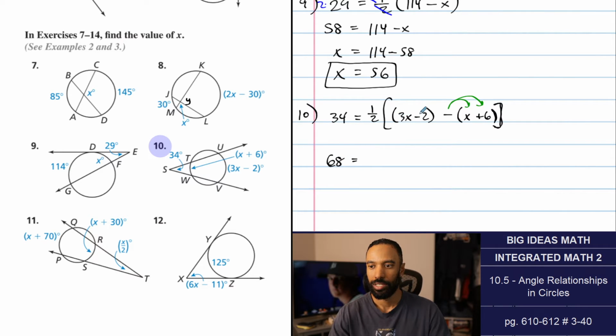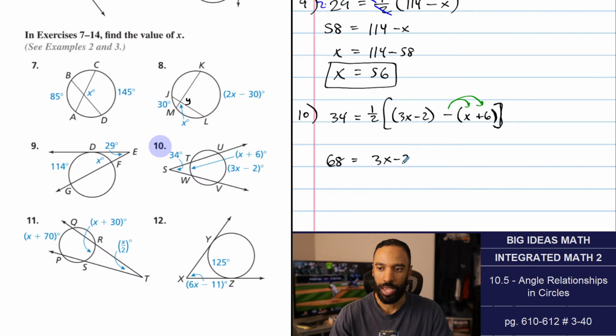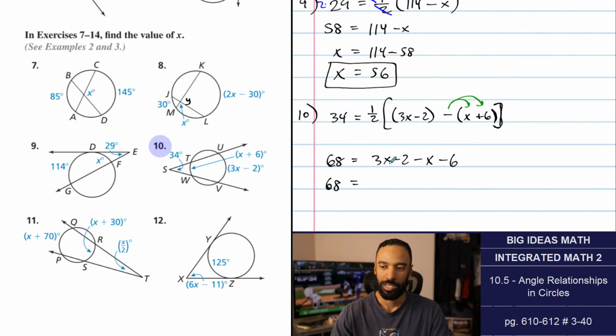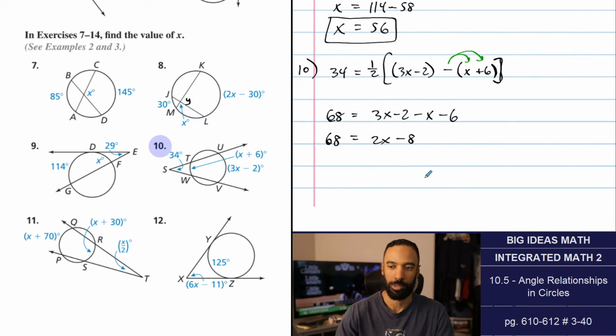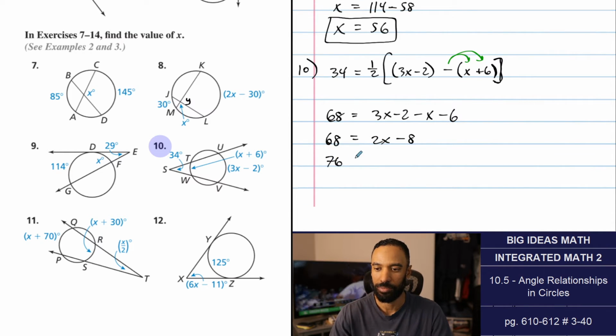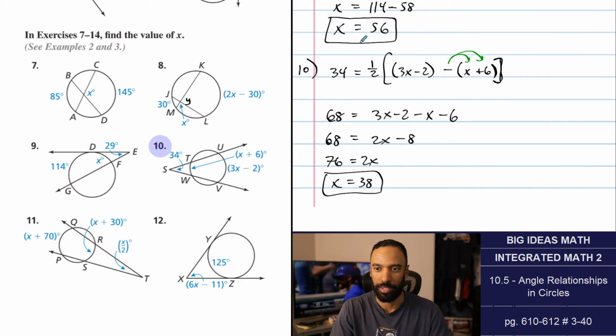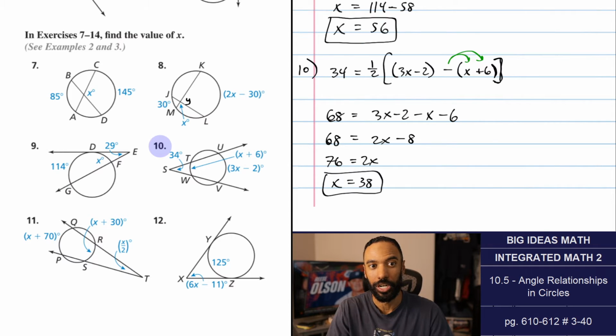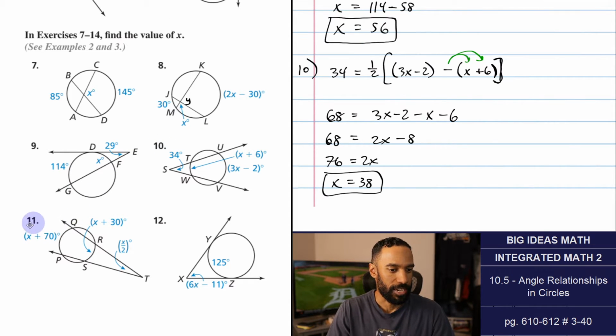But 3x, let's write it this way: 3x minus 2 minus x minus 6. Now I can combine things. 3x minus x is 2x. Negative 2 minus 6 is negative 8. Let's keep solving for x. I'll add 8 to both sides and divide both sides by 2. I get x equals 38. I'm not double checking these, but it's looking pretty good from here. That's number 10. Number 11.